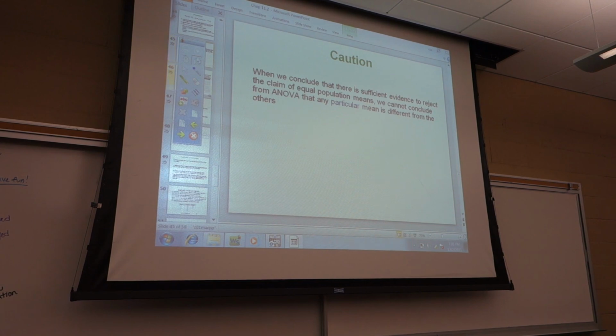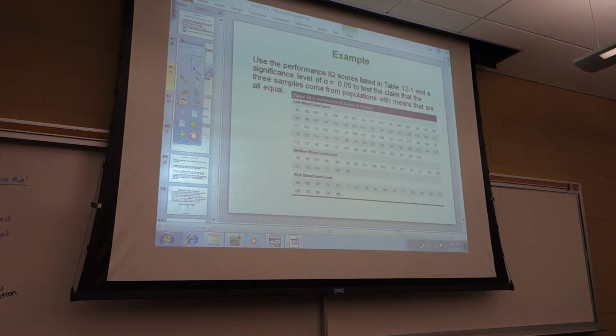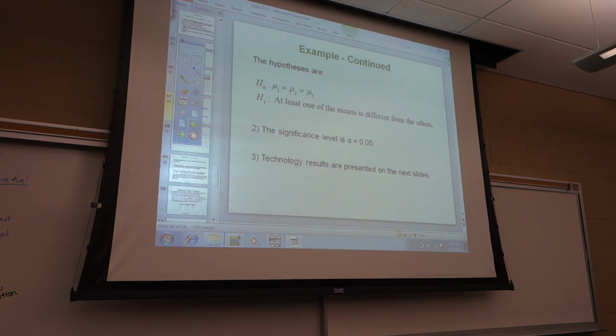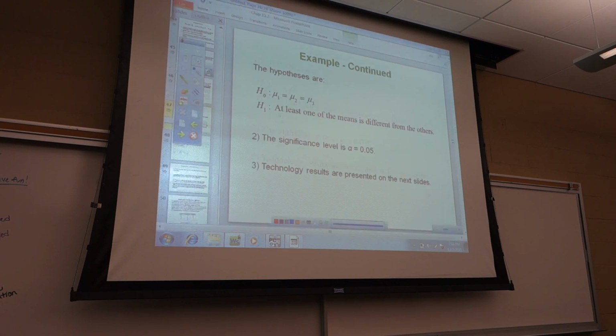All right. So here's an example that you do not write down. Just follow along. So here are 3 groups: low blood level, medium blood level, high blood level. We're testing that the means are equal between these 3 groups, alpha 0.05. So first, my hypotheses. Step 1: H0 is that the first mean equals the second mean equals the third mean, because there are 3 of them. H1 is at least 1 differs. Step 2, alpha is 0.05. Done. That's it. Super easy.